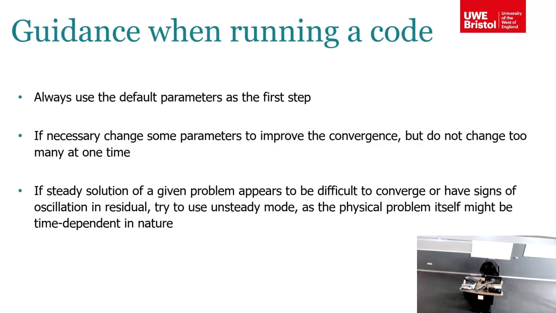How do we eliminate errors, or how do we get a better solution? One is, when running a code, always use the default parameters as the first step. If you don't know anything, just use the defaults. That will normally give you a reasonable answer. Then look at convergence first, and change some parameters to get better convergence.